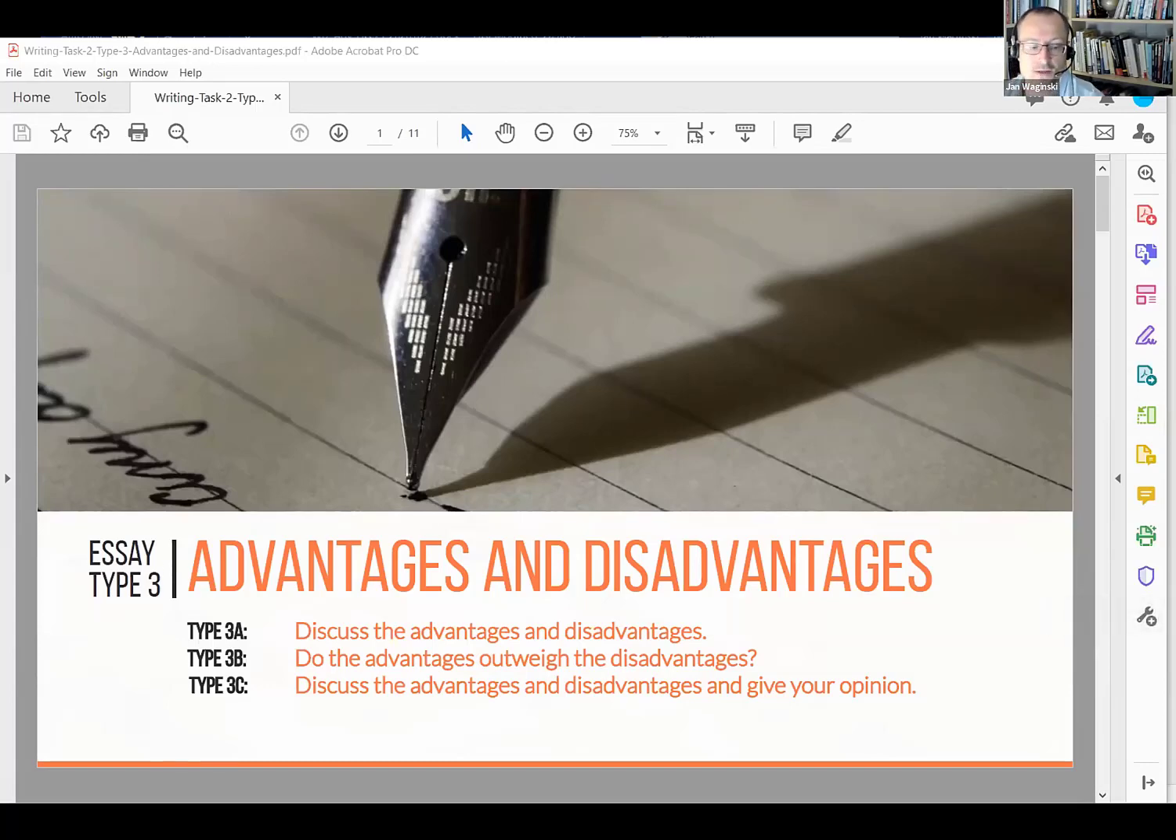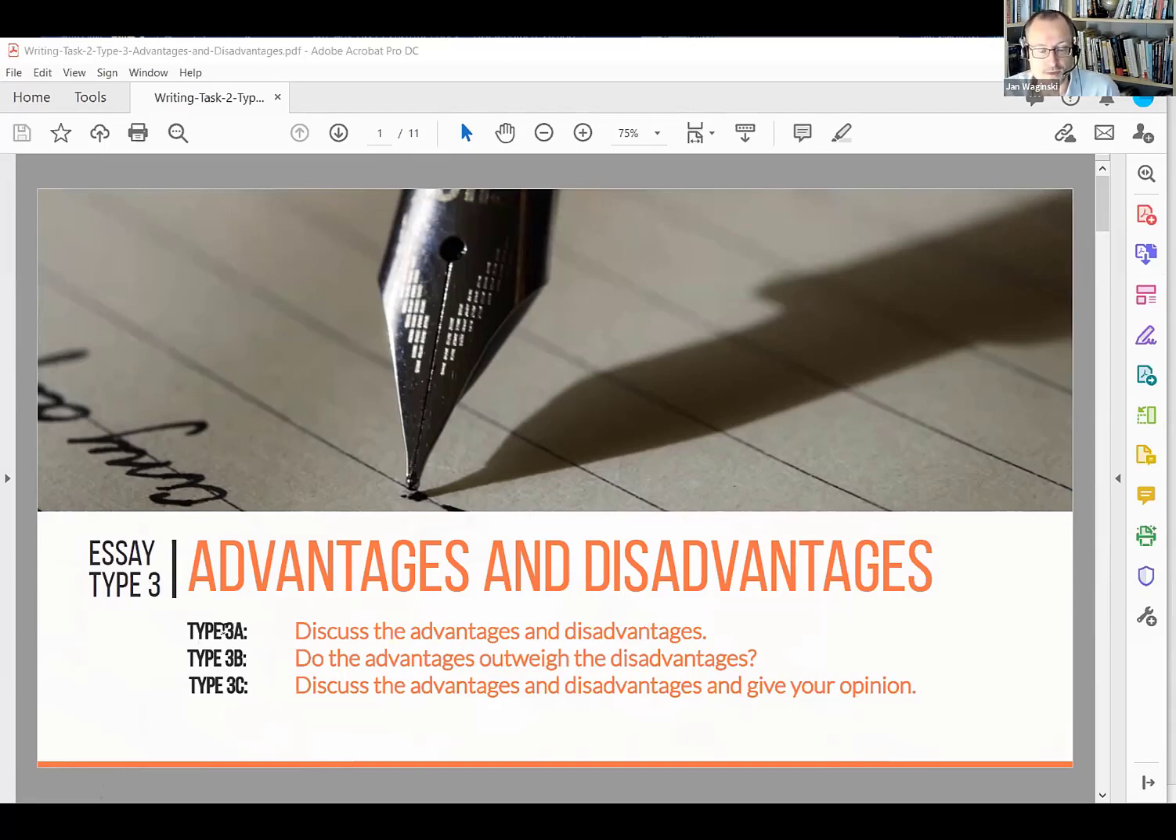Okay then, it's an important class. We're going to talk about 3 kinds of advantages, disadvantages prompts. For these ones, you have to read the prompt really, really carefully because the requirements for these are different and the optimum way to approach these is also different.